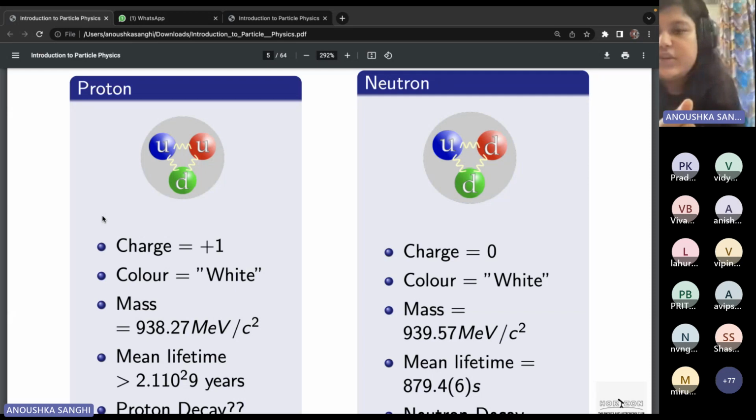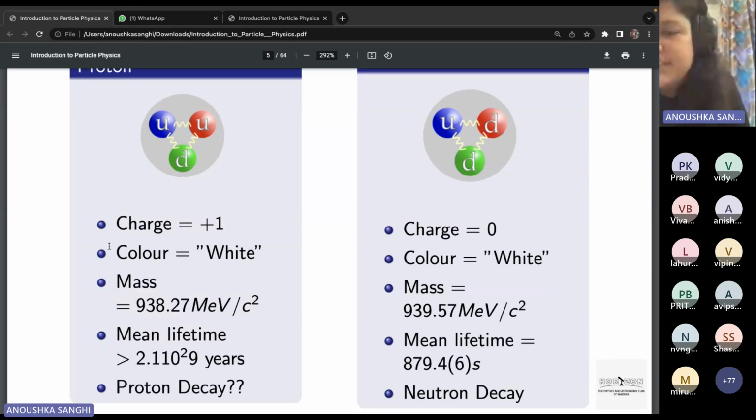And also for the neutron, I think it's your task to calculate that it comes to be 0. 2 down quarks and 1 up quark: the down quark has minus 1 upon 3 charge. Then again with charge conservation, it comes to be 0.